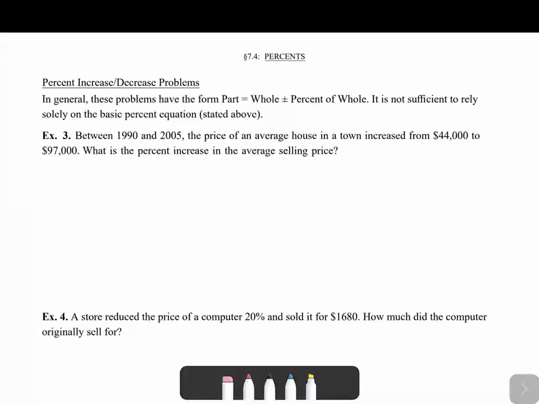These problems are going to have the general form where a part equals the whole plus some percent of the whole. This is what's different between a basic percent problem and the percent increase decrease problems. To really explain what this means, I think it's easiest to just go straight into our first example, so I can show you what's going on.